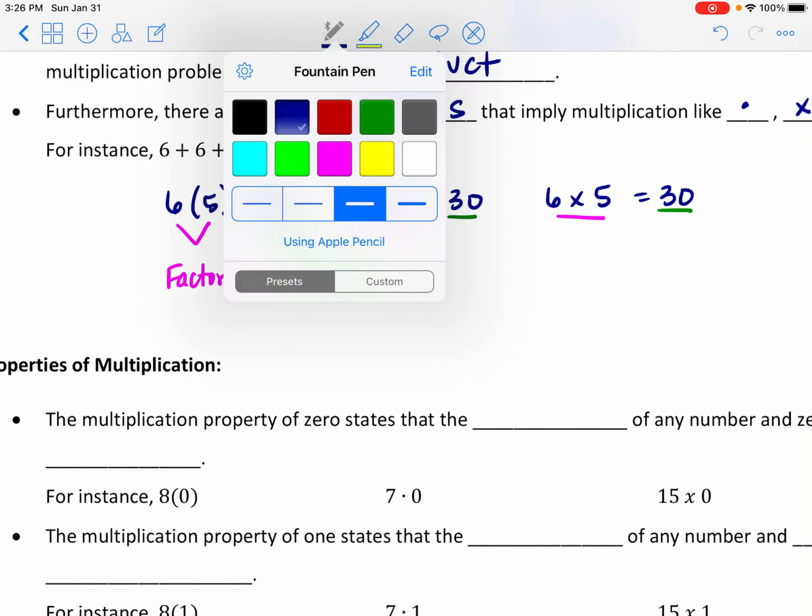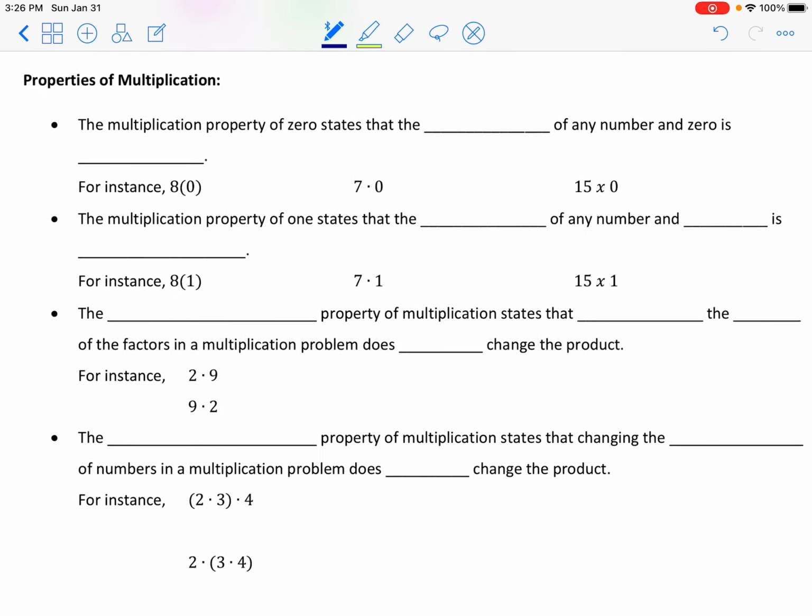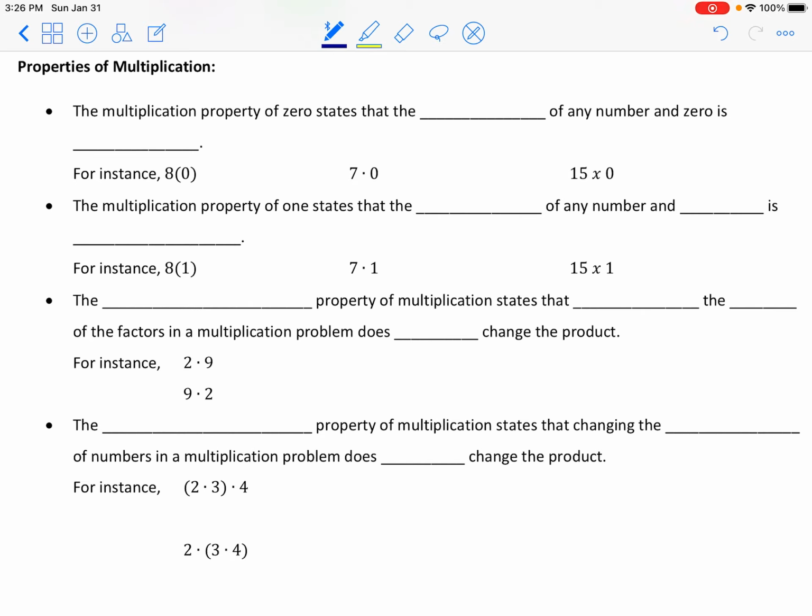So there are a couple of properties of multiplication that we should know. Some of these would be a little bit of common sense, some of them not so much. But the multiplication property of zero, this is one that we hopefully know, states that the product of any number and zero is what? Well, anytime we multiply something by zero, we're going to get zero. That is what our multiplication property of zero states.